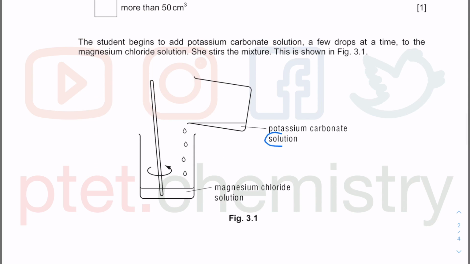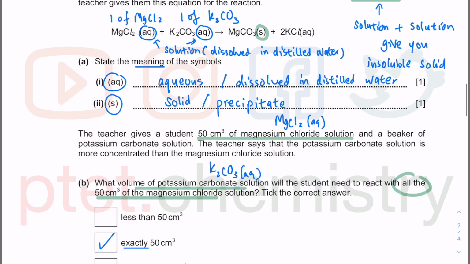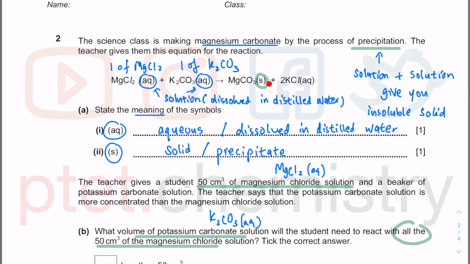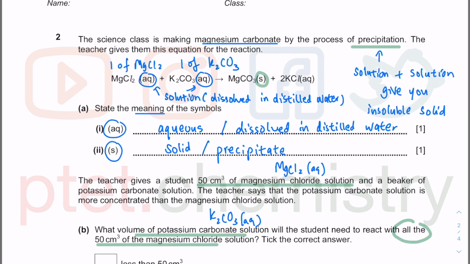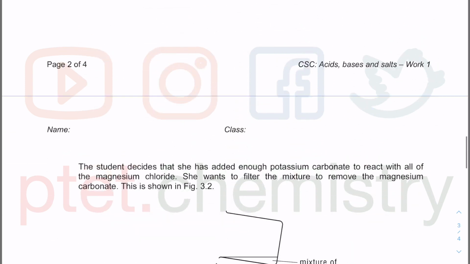I want to emphasize the idea of solution. Solution means it's soluble. Soluble because it is dissolved in the distilled water. So that means you don't have solid at all. You just dissolve in water. These are solutions. You stir it and then you will precipitate out, or you produce a solid which is insoluble. So precipitate is insoluble because they don't dissolve in water. They come out as solid.